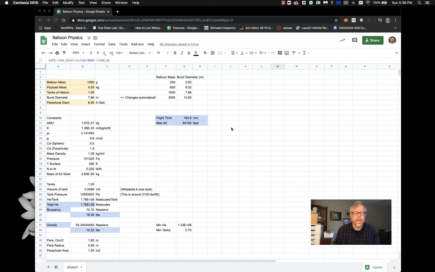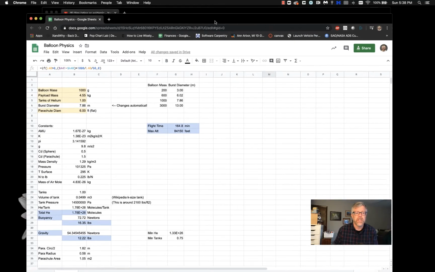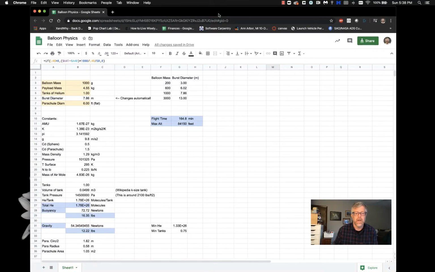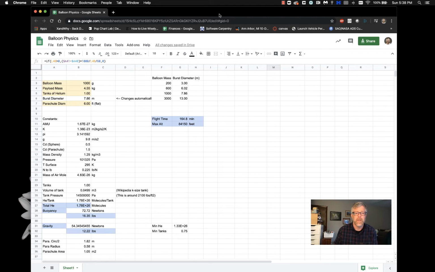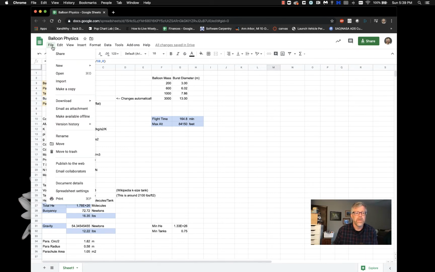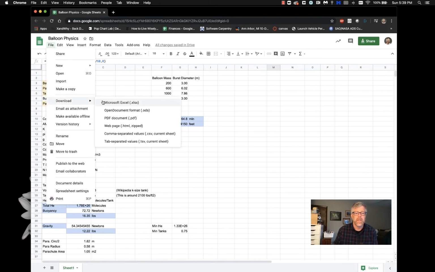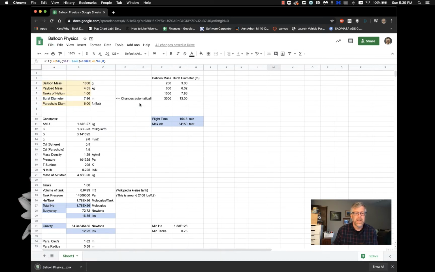For the second half of the balloon video, we're going to start playing with the spreadsheet. The way that you can play with the spreadsheet is you go to the web page that is in the link down below. There's a balloon physics Google spreadsheet, and what you can do is you can file, download, and you download as a Microsoft Excel. You click on that and it downloads, and then you can open it up in Excel here.